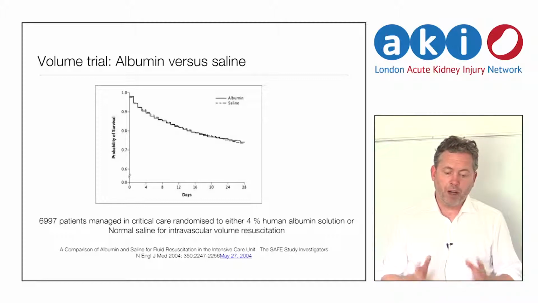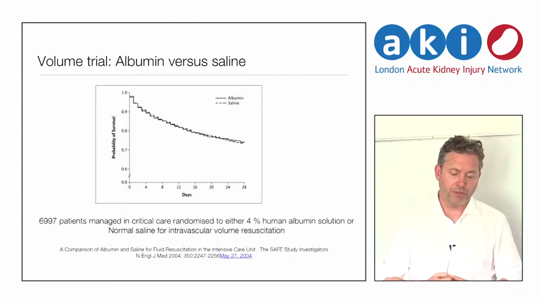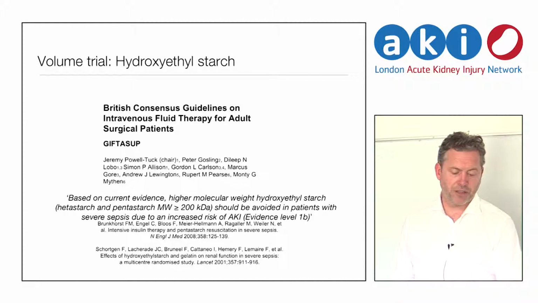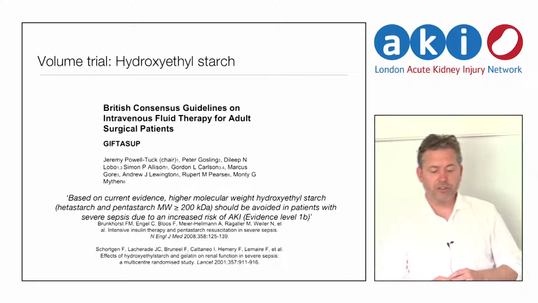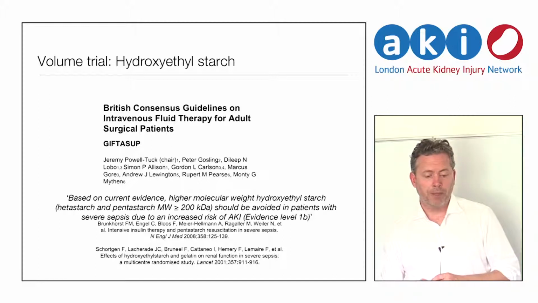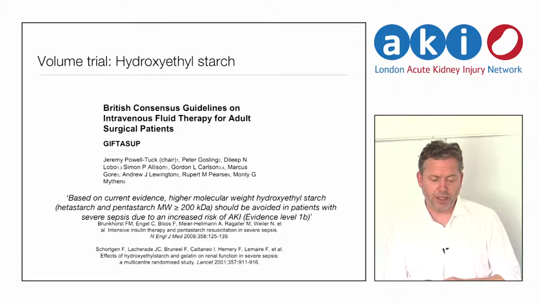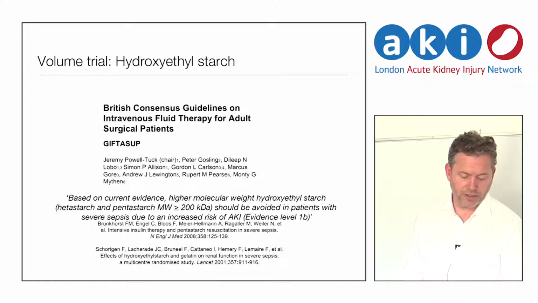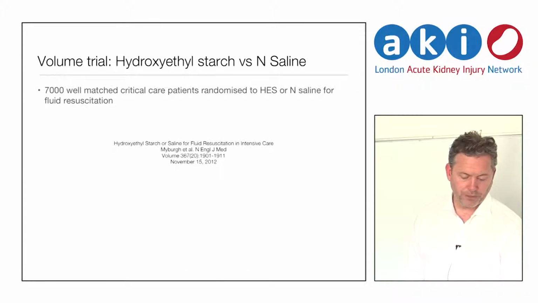This was the SAFE study comparing albumin versus saline in resuscitation, no benefit in probability of survival shown. 4% human albumin solution, far more expensive than normal saline and should not be used in this context. What about hydroxyethyl starch? Well, there was an evidence review of this by the Guidelines group and also more recently in NICE, the NICE 2013 fluid guideline. Based on current evidence, high molecular weight hydroxyethyl starch should be avoided in patients with severe sepsis due to an increased risk of AKI. And they cited these two very high profile publications.